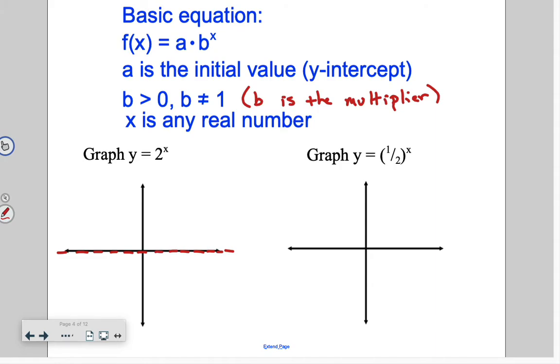What's the y-intercept? What is it? Somebody said it over here. 1. Y-intercept, remember, is when x equals 0. What's 2 to the 0 power? Or anything to the 0 power. Again, we'll revisit that when we need to. But for now, anything to the 0 power, if you remember, is 1. But anything to the 0 power is 1, which means we've got a y-intercept right here at 0, 1.